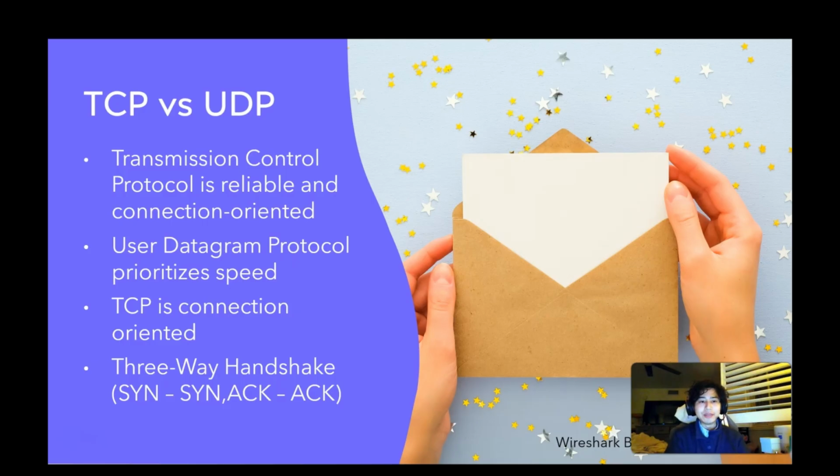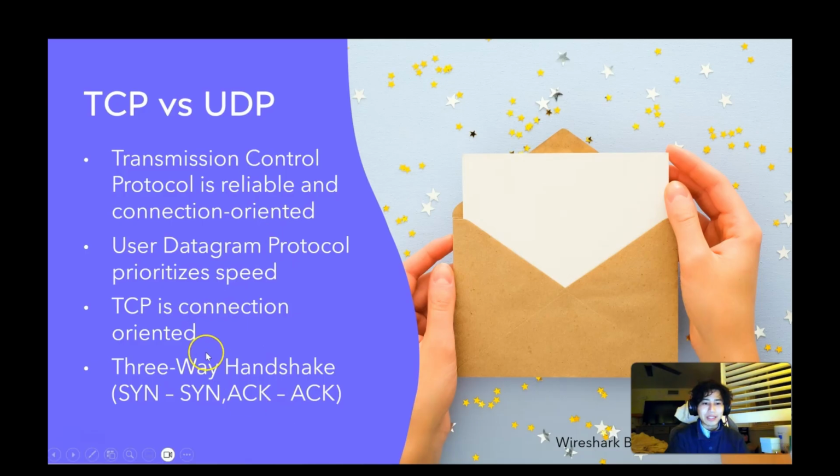All right, so TCP versus UDP. These are the two protocols we talked about that happen in the transport layer. Transmission Control Protocol, or TCP, is reliable and connection oriented. User Datagram Protocol, or UDP, on the other hand, prioritizes speed, so it doesn't need a connection to start sending data. That also makes it less reliable, of course, right? So TCP is connection oriented. Yeah, I said that twice in this PowerPoint.